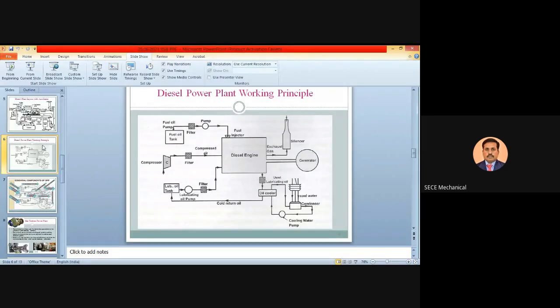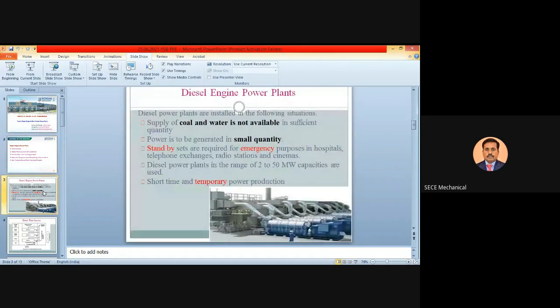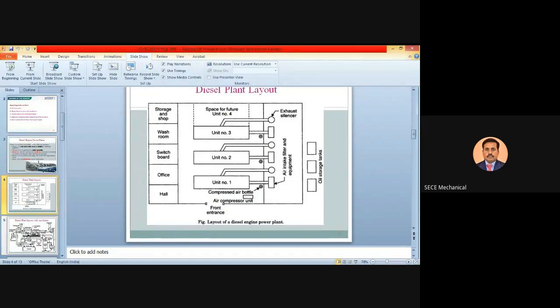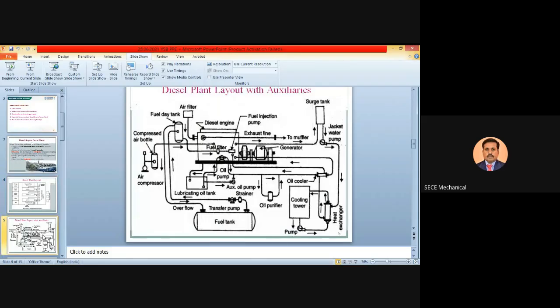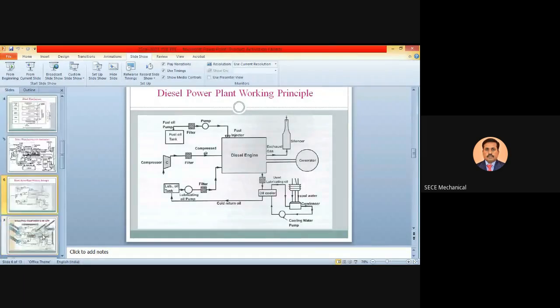Today we discussed the purpose of the diesel engine power plant, what the advantages are, and how much power range we can produce, that is, 2 to 50 megawatts with the help of a diesel engine power plant. We also discussed how multiple diesel engines are coupled together and how the power is produced, the general layout, and the auxiliary units involved in the diesel engine power plant.